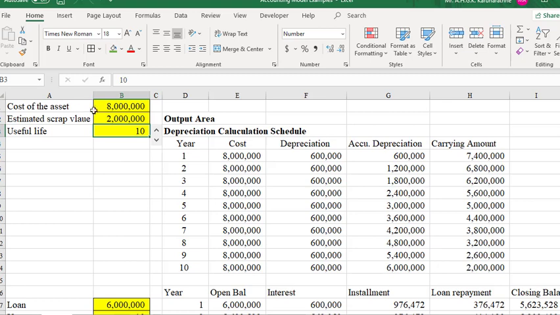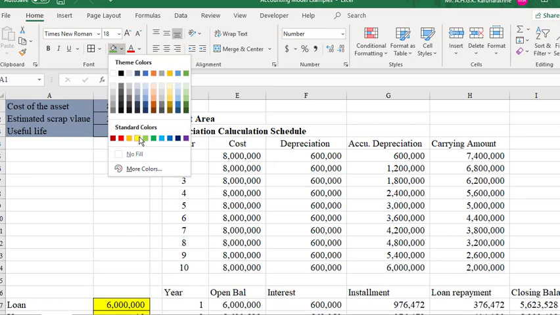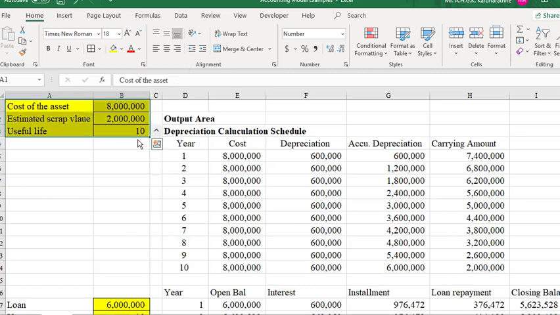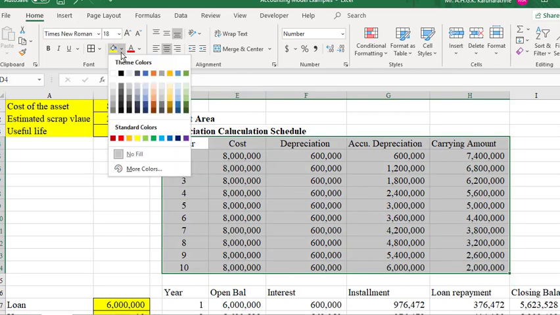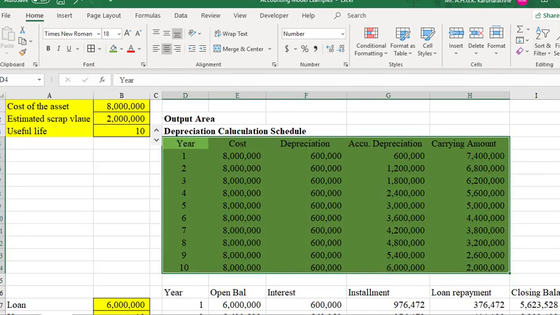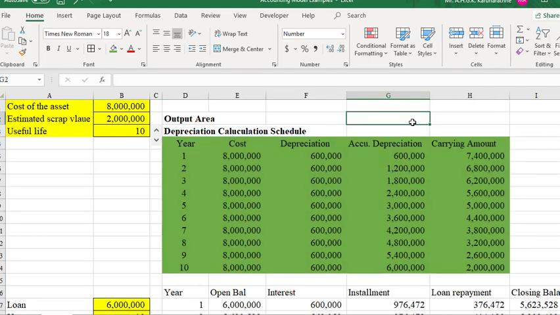You can see here this is your output. If I put all this input in, let's say, yellow color, the yellow colored area represents the input. Only very few inputs are there, and all this is your output. So where is the process? Is the process missing? Right, the process is inbuilt inside the formulas.